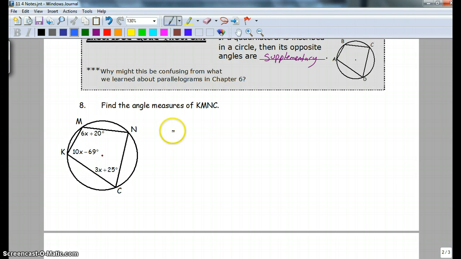All right, so hopefully you got 6x plus 20 plus 3x plus 25 is 180. All right, these two are opposite angles, thus they are supplementary. So 9x plus 45 is 180.